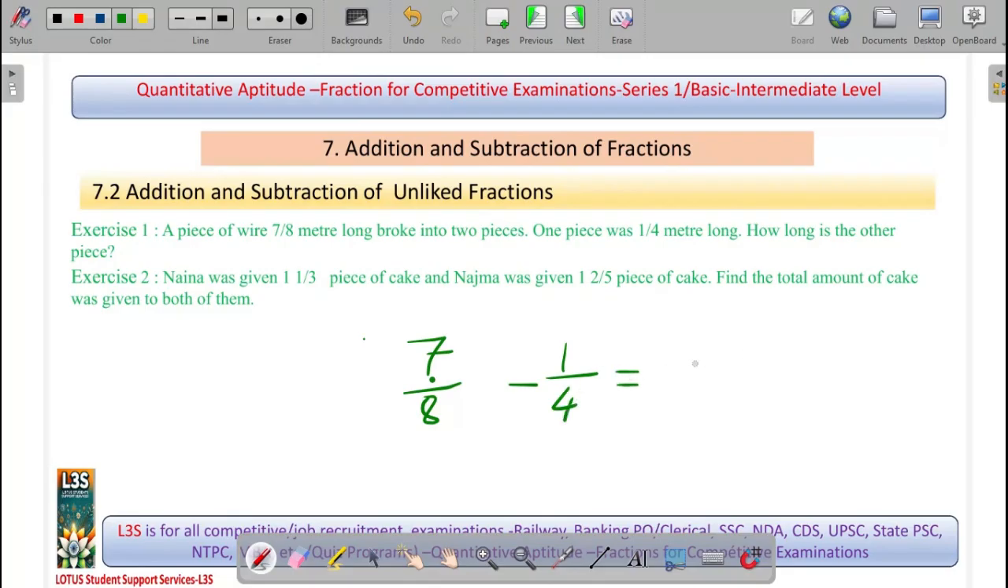Now the LCM of 8 and 4 will be 8. So we can do it directly here in this way, 7. Now if we convert this, we have to do it like this. So this will be 2. So the other part will be 5 by 8. The other part will be 5 by 8.